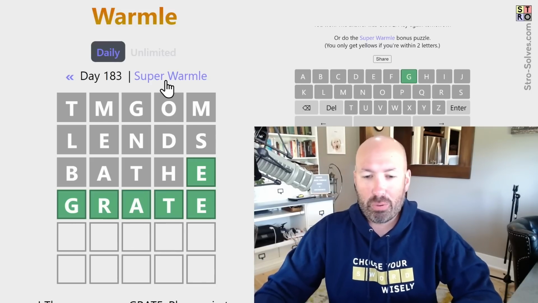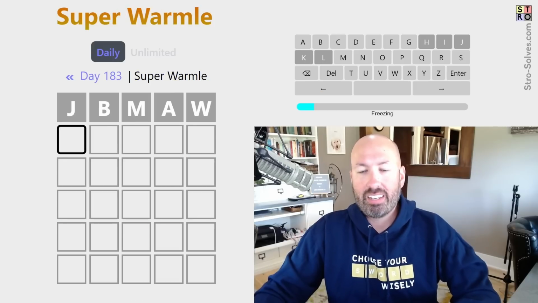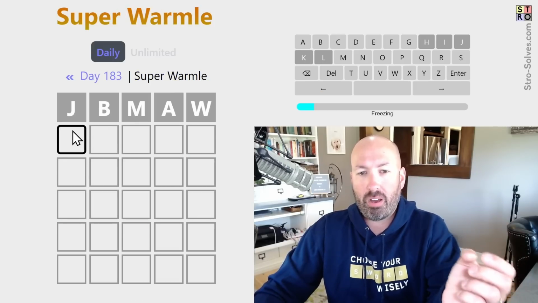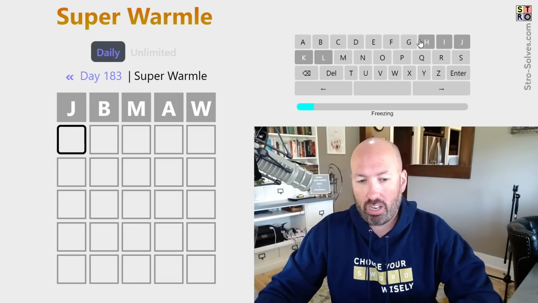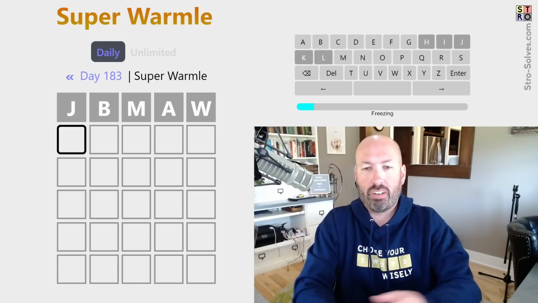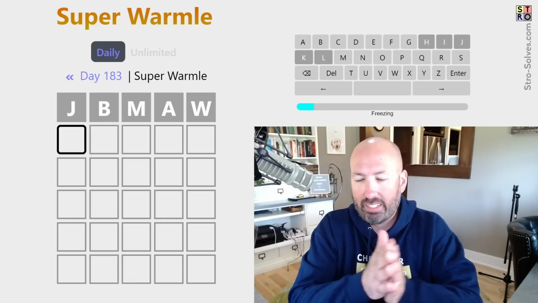So I'm gonna move on to the Super Wormel. Now, Super Wormel is the same thing, except it's telling us about 2 letters away instead of 3 letters away. So this J is only telling us about the H, I, K, and L. And again, we've got all grays, so perfect. Just what we want.